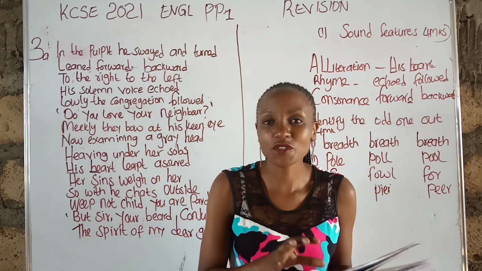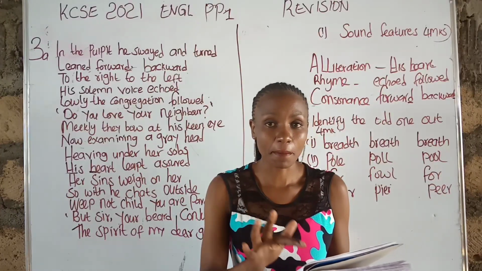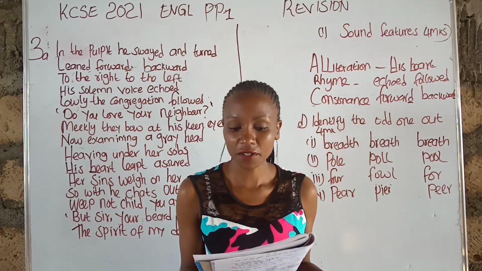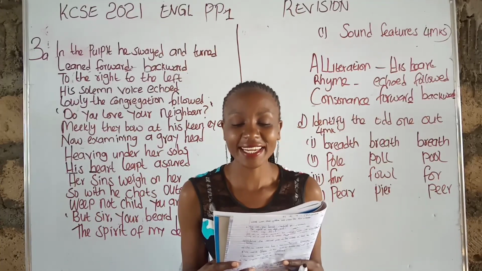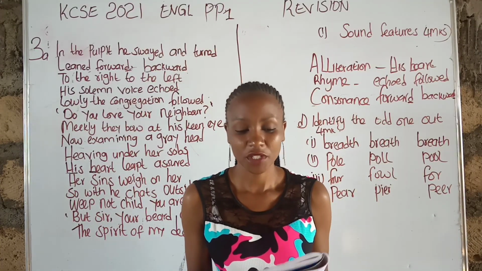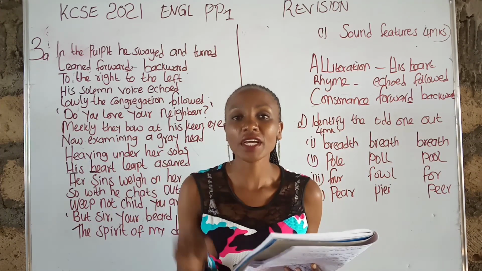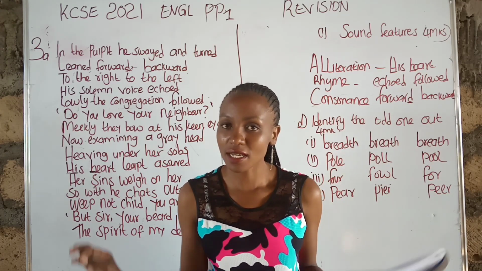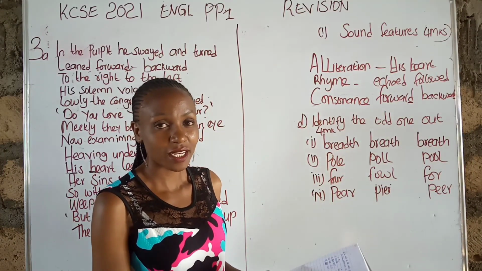We're going to move straight to question 3D. You're going to skip B and C for the next lesson. In each of the words given below, identify the odd one out according to the pronunciation of the underlined part of the word. The only thing that can save you in this question is knowing the correct pronunciation of the words. The long vowels, the short vowels, and so on. So let's try. It's 4 marks, by the way.